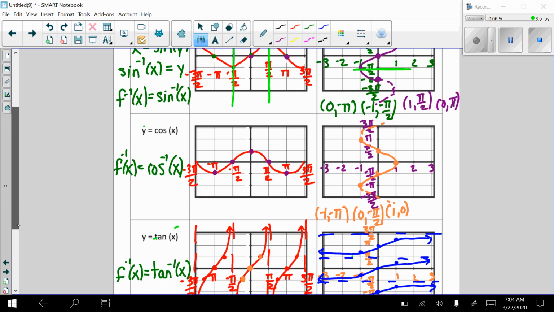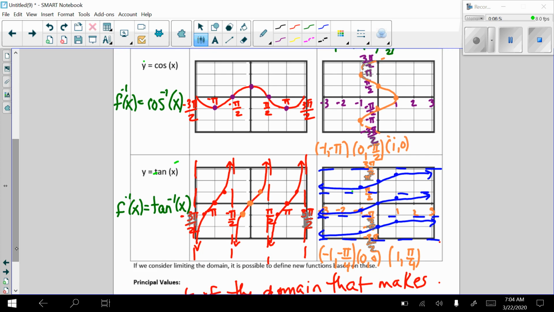For cosine, if we restrict our cosine function from 0 to pi, when we look at the inverse, this would turn sideways and it would go from 0 to pi. And again, in between 0 and pi, we have a function. So these are the principal values for cosine. It goes from 0 to pi.